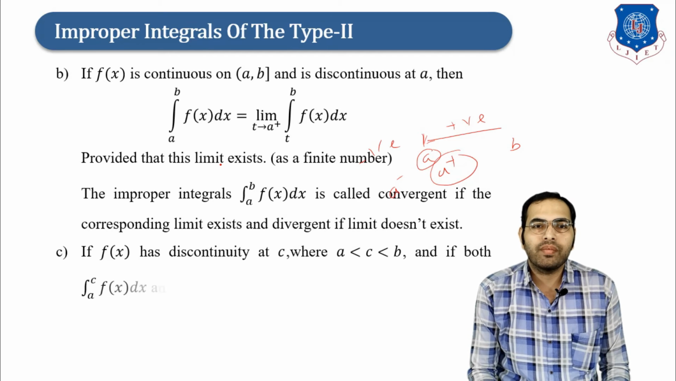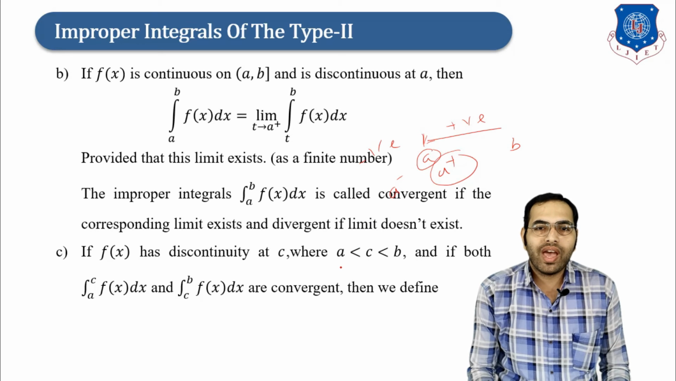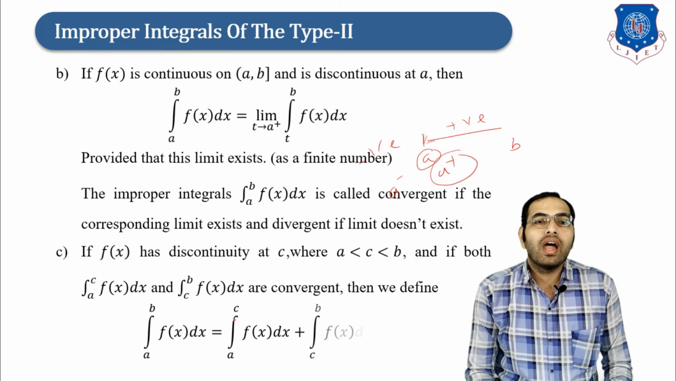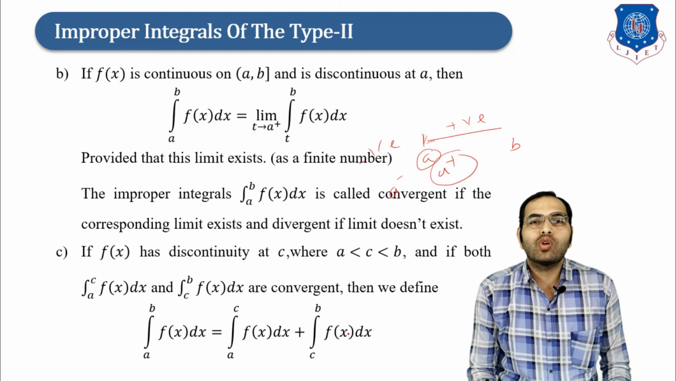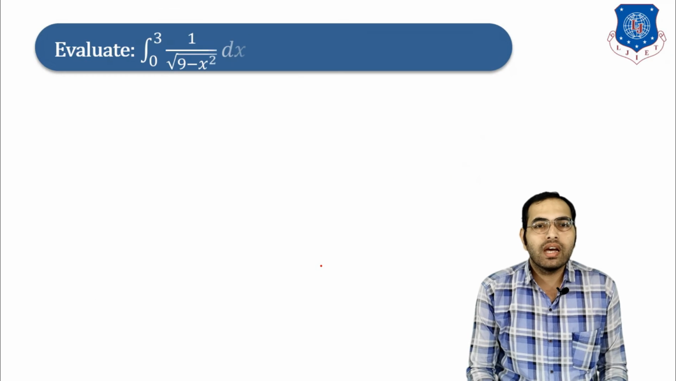Now let's see case 3. If f of x is discontinuous at c, where a is less than c less than b, and both the integrals from a to c of f of x dx and from c to b of f of x dx are convergent, then the integral from a to b of f of x dx, which is written as the integral from a to c plus the integral from c to b, is convergent. If one of them is divergent, then there is no need to find the second one; it is automatically divergent.